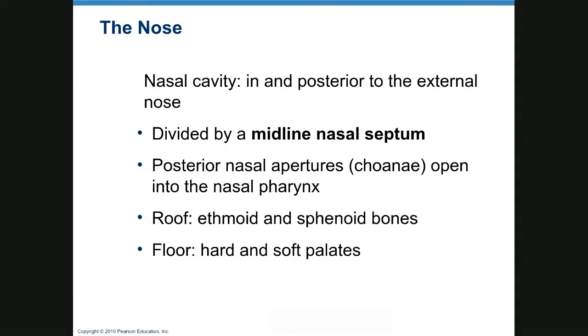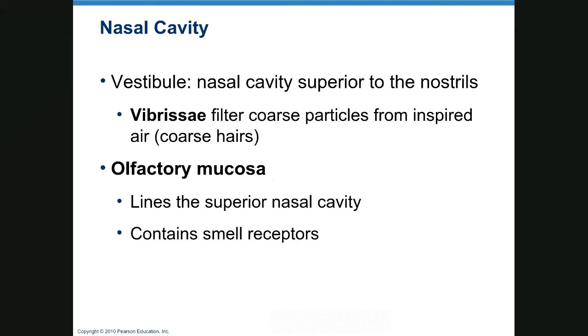It's divided by a midline nasal septum. And the posterior apertures open into the nasopharynx. Roof: ethmoid and sphenoid. Floors: hard and soft palates. The vestibule is the nasal cavity superior to the nostril. So just once you get up inside the nostril, it's the vestibule.